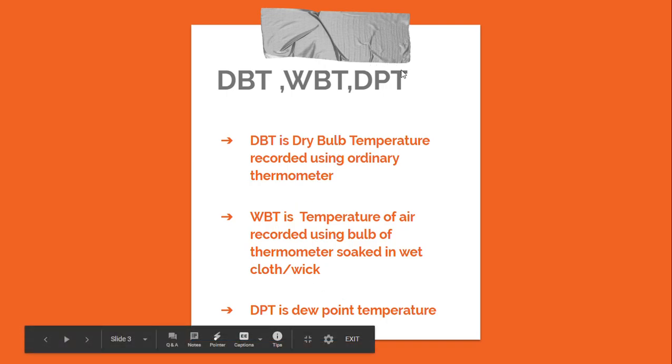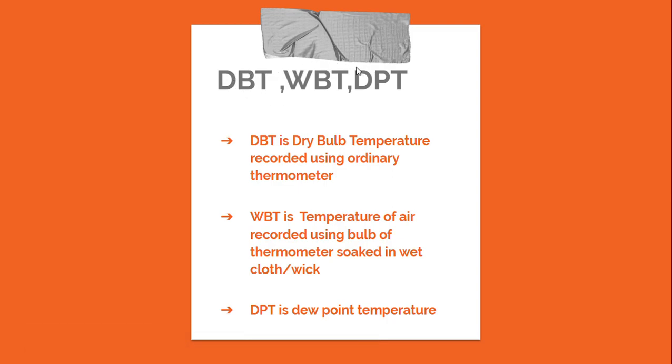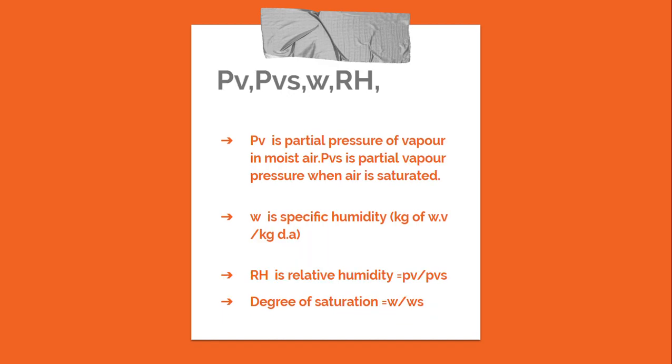So these three are the central concepts in psychrometry: dry bulb temperature, wet bulb temperature, and dew point temperature. And you don't record dew point temperature. What you record is generally the dry bulb temperature and wet bulb temperature using a sling psychrometer. These are the other terms which are equally important, especially because we would be using these terms again and again while solving the numericals on psychrometry.